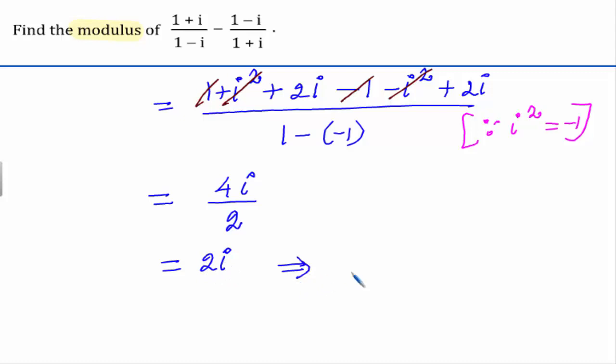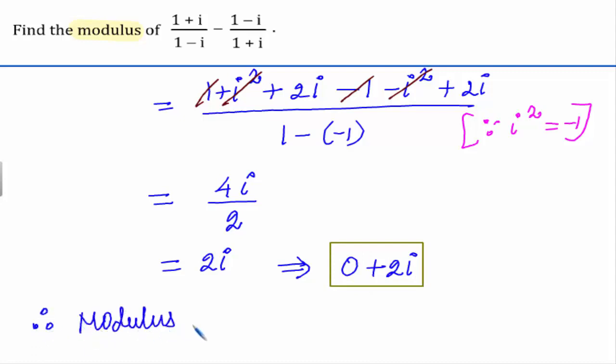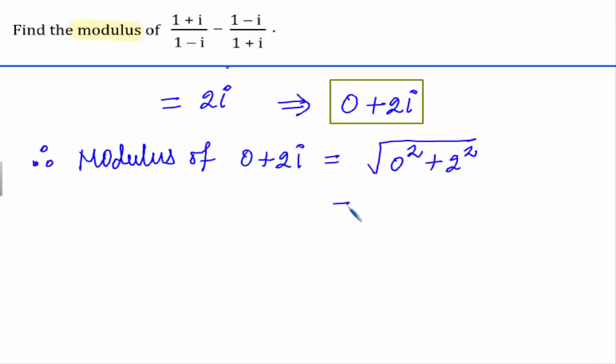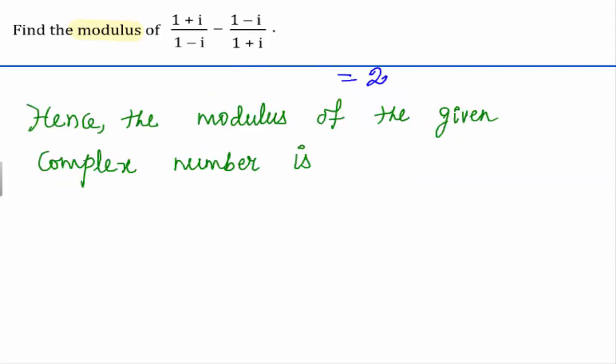We can write 2i in standard form as 0 plus 2i. So this is the standard form of the given complex number. Therefore, modulus of 0 plus 2i is equal to root over 0 square plus 2 square. This will be equal to root 4. This equals 2. Hence, the modulus of the given complex number is 2. This completes the solution.